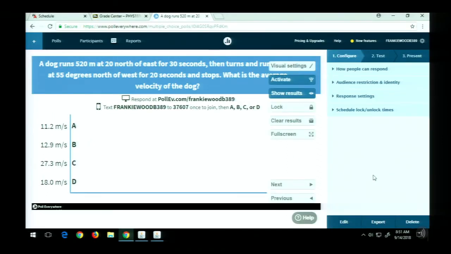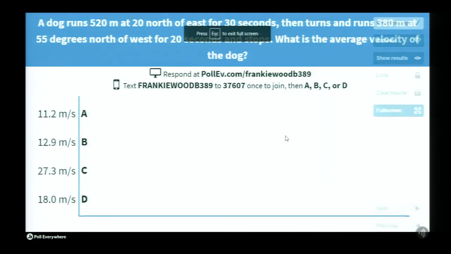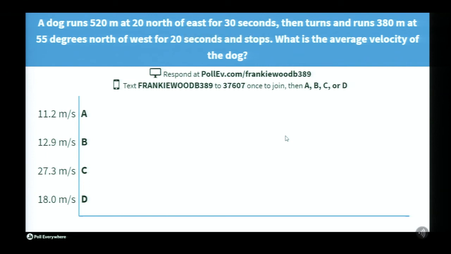I'm going to do it this way because that way everybody can see the problem a little better. So we've got running 520 meters north of east. Then turns and runs 380 meters at 55 degrees north of west for 20 seconds. What's the average velocity of the dog?